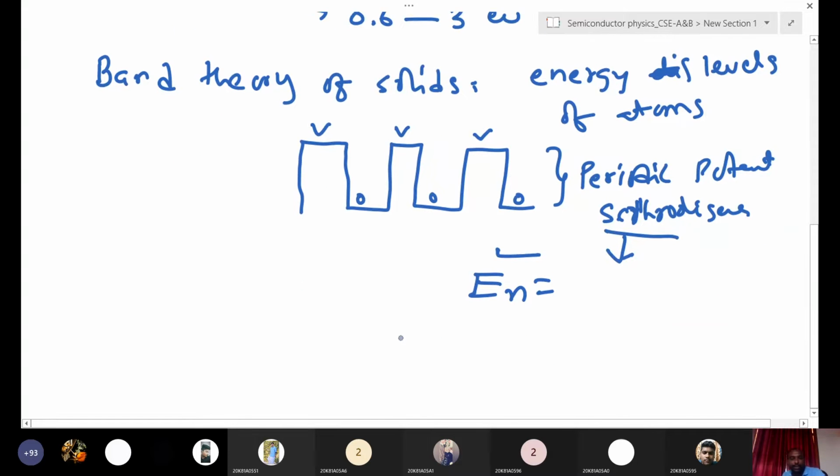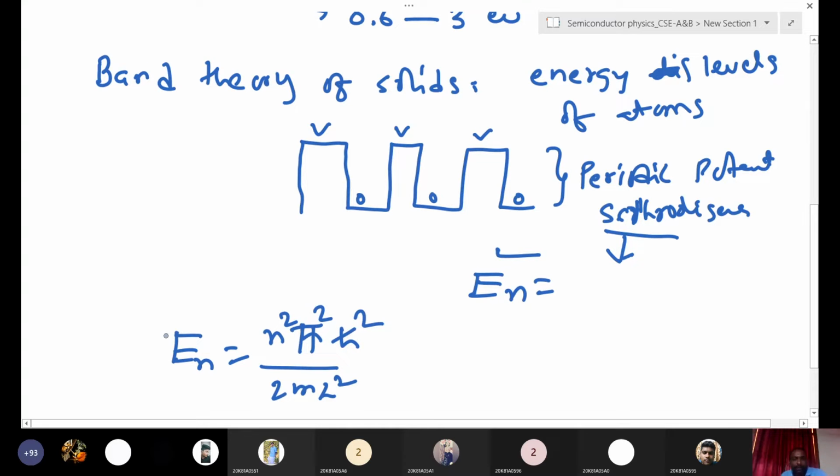Now yesterday we discussed the energy levels: En equals n square pi square h cross square by 2m L square. Yesterday we derived the expression for the energy level of the nth state. Now, what are the allowed energy levels here?